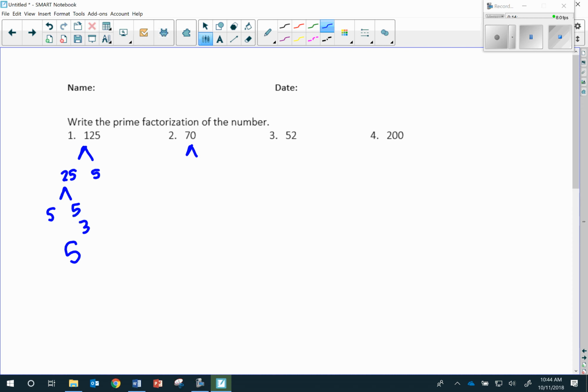70 can be broken down into 7 and 10. 10 can be broken down into 2 and 5. All of those are prime numbers, so we stop there and cannot add any more branches. So your prime factorization is 7 times 2 times 5. I'm going to leave the last 2 for you to try. Again, use those factor trees to do the prime factorization. If you're not sure, you could go back and watch the section 1 video and look at those notes, or always ask your teacher.